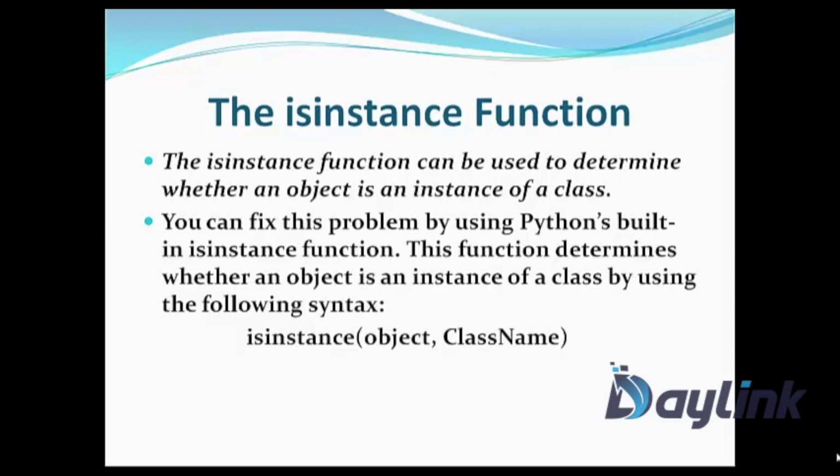The isinstance function can be used to determine whether an object is an instance of a class. You can fix this problem by using Python's built-in isinstance function. This function determines whether an object is an instance of a class by using the following syntax: isinstance, in brackets the object and class name.